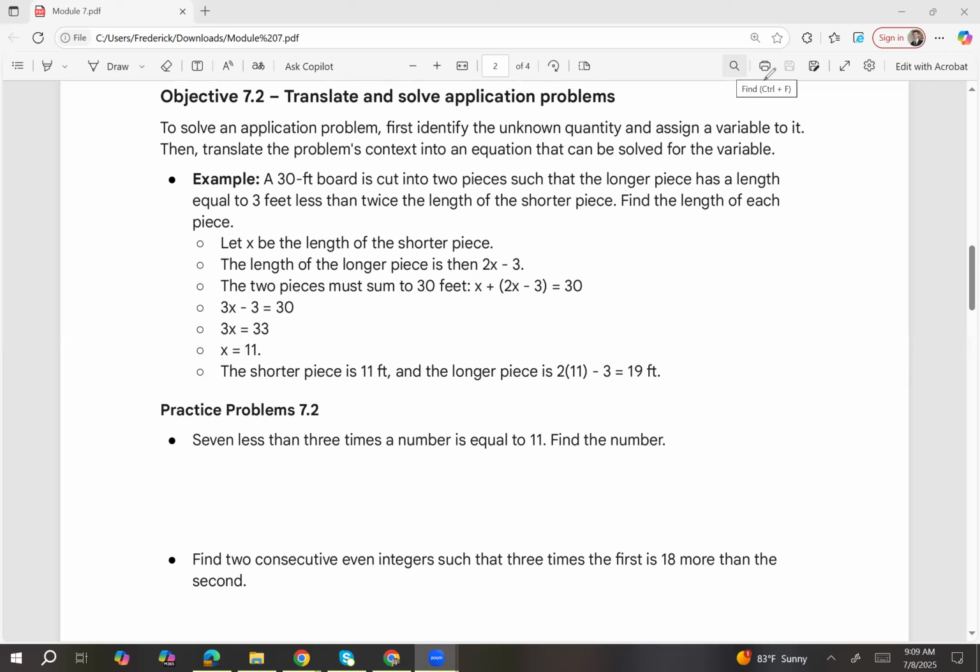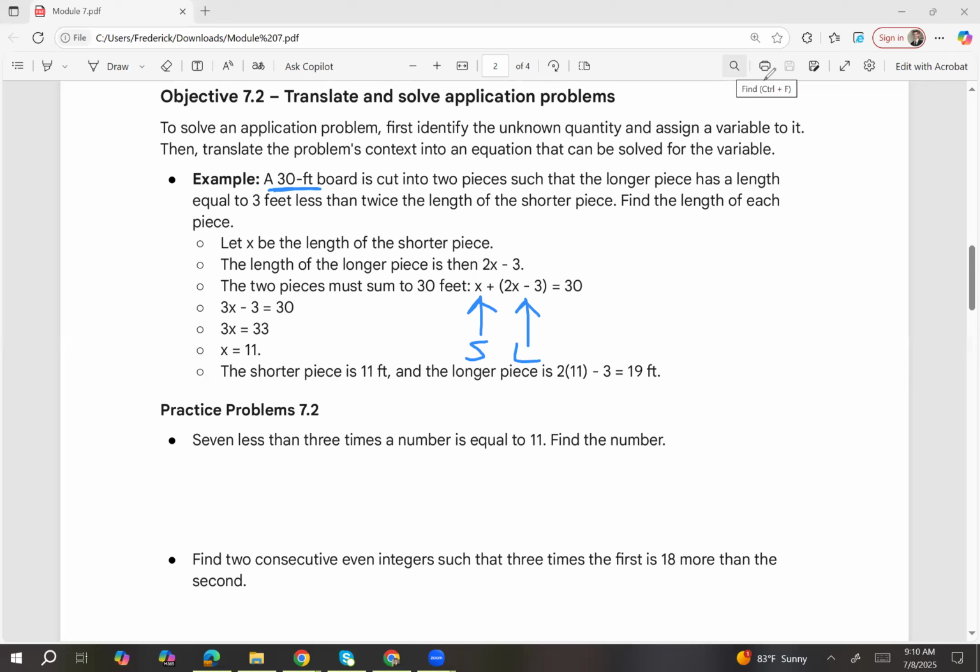And in that description, we see that the longer is 3 feet less than twice the shorter. So twice the shorter, we can write that as 2x, and 3 feet less, we can write as minus 3. They must then add to 30 feet total based on what we saw at the beginning. And so all together to write this as an equation, notice we have the length of the shorter piece expressed here, the length of the longer piece expressed there, and those added together equal 30.